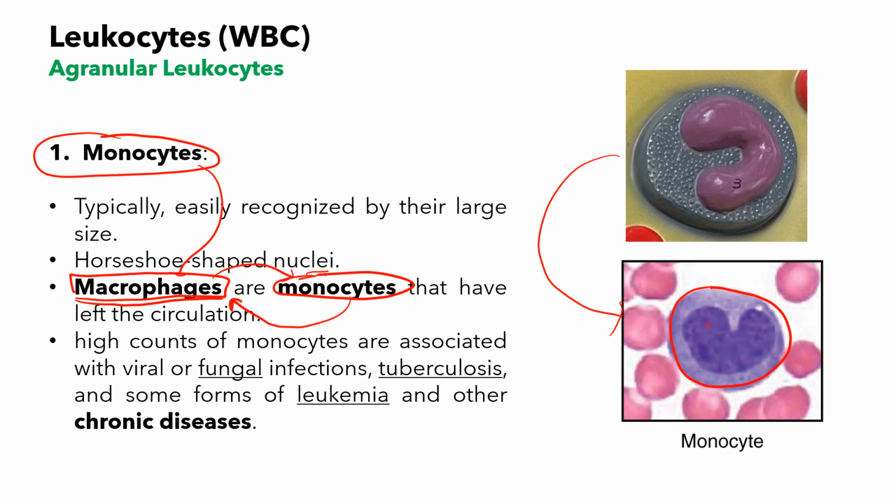That is a monocyte. Normally, they elevate in conditions like tuberculosis, fungal infections, or leukemia, so more chronic diseases. So to recap, neutrophils elevate in acute bacterial infections, basophils and eosinophils tend to elevate during parasitic disorders or allergies, and monocytes elevate in chronic diseases like tuberculosis, fungal infections, or leukemia.